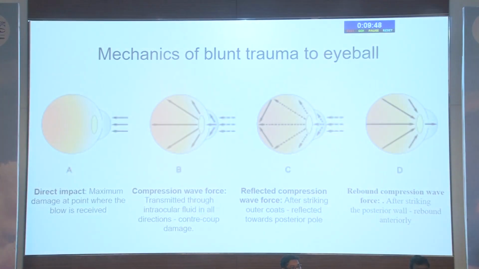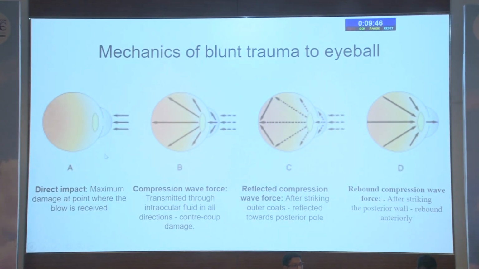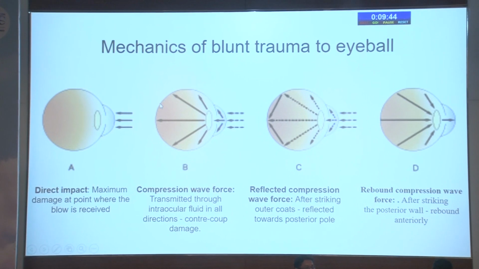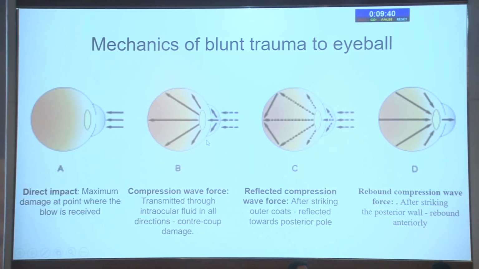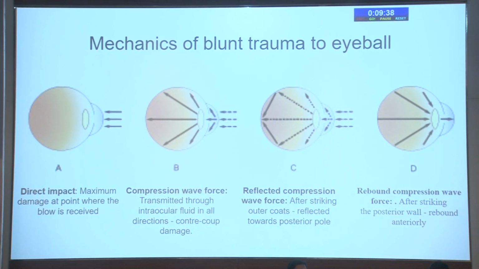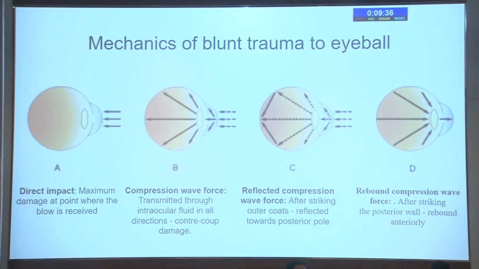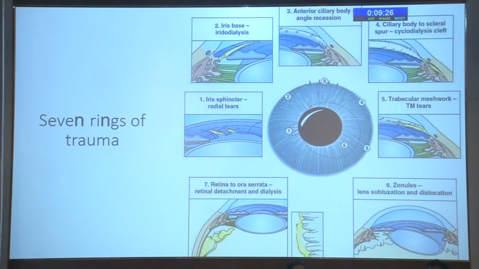So let us understand the mechanics of blunt trauma to the eyeball. When a direct impact happens, the maximum damage is at the point where the blow is received. Then a compression wave is transmitted through the intraocular fluid in all directions, leading to contrecoup damage in all planes. Then the reflected compression wave strikes the posterior pole, leading to damage at the posterior pole. And finally, the rebound compression wave forces and strikes back anteriorly.